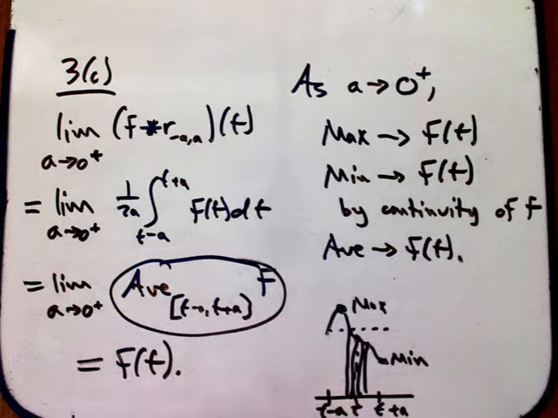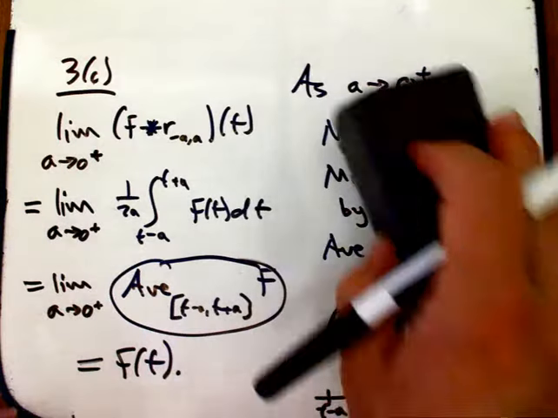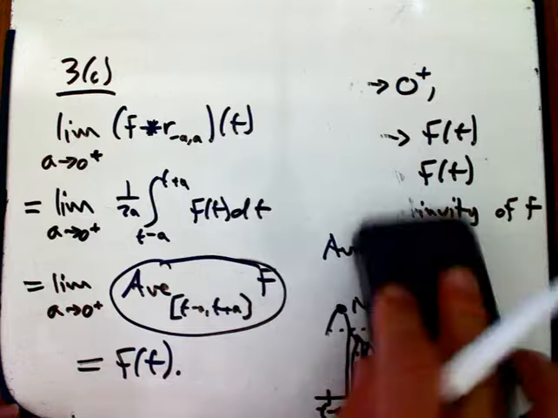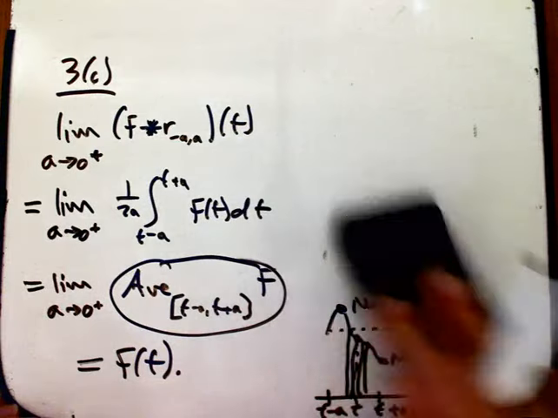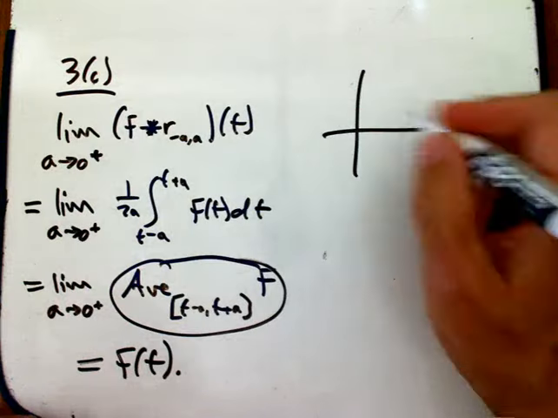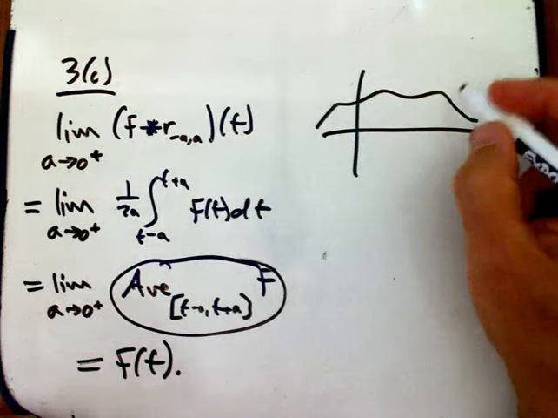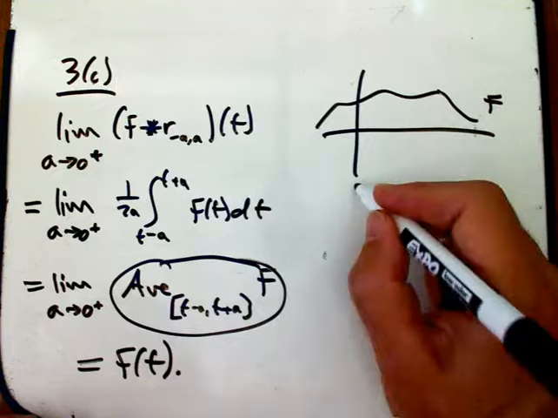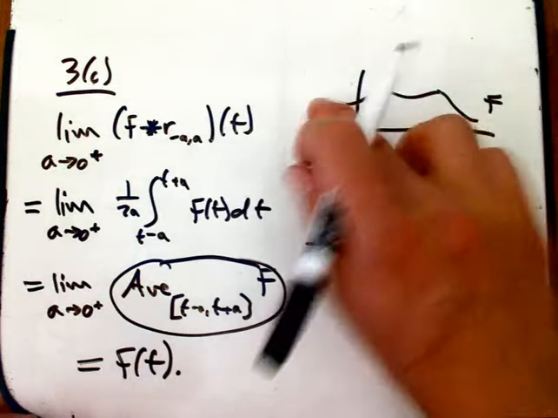Okay, so this opens up a little interesting discussion. I'm going to erase this again because we're really pretty done with it. Okay, let's draw the graph of f again. Here's f, and let me make it pretty wiggly.